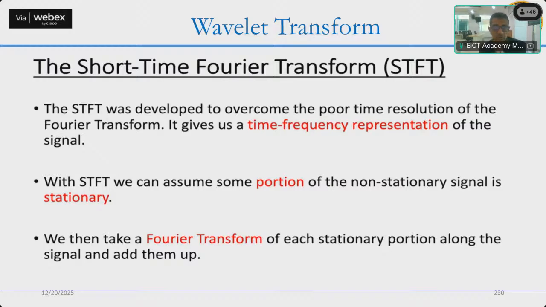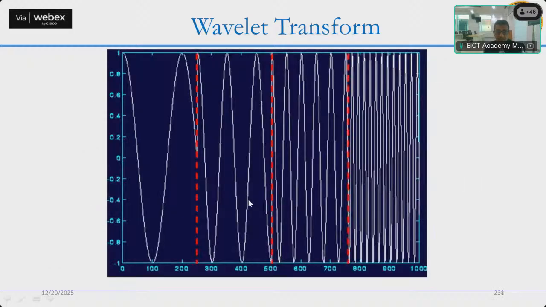So in this part, the short time Fourier transform. The short time Fourier transform was developed to overcome the poor time resolution of the Fourier transform. It gives us a time frequency representation of the signal. With STFT, we can assume some portion of the non-stationary signal is stationary. We then take a Fourier transform of each stationary portion along the signal and add them up. After dividing into stationary portions, we take the Fourier transform and then add them.